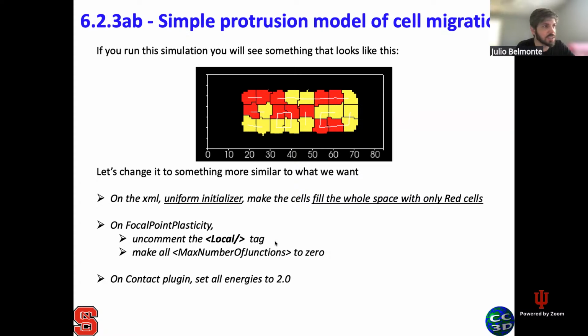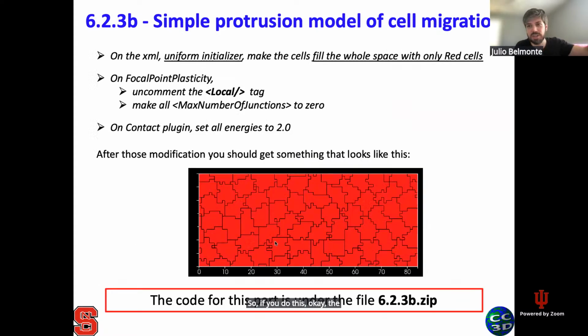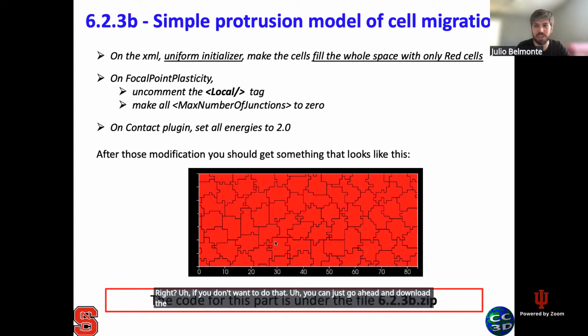So if you do this, okay, the structures are still there. You should get something that more or less looks like what I have on my screen, right? If you don't want to do that, you can just go ahead and download the code 6.2.3b, and you're going to get exactly this point, right? So let me know if you're done, before I proceed to the next slide. Did everybody get something that looks like this?